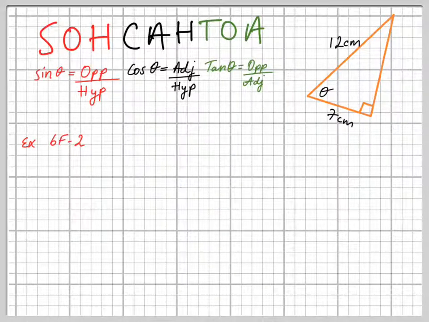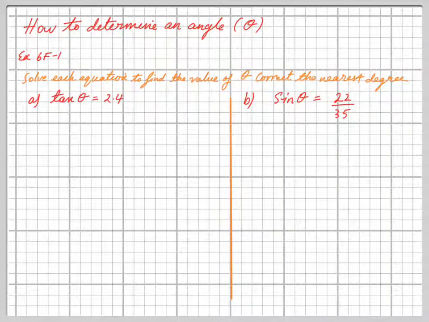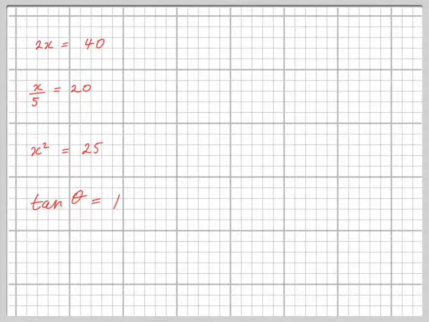Hey guys, now part one of exercise 6F talks about how to find the unknown angles, such as this one here. So how do we find theta? Well, before we do that, I'm going to go through some other examples. Before we do that, we want to find ways to eliminate everything around theta in the equation to get theta by itself. Before we can do that, we need to understand opposites.